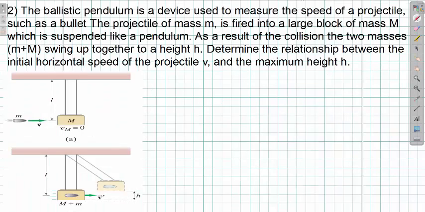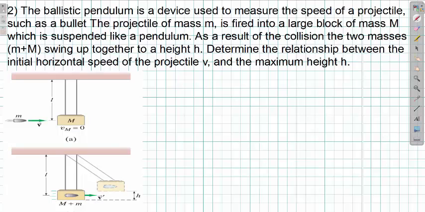Ballistic pendulums, one of my favorite toys. The ballistic pendulum is a device that is used to measure the speed of a projectile, such as a bullet. The projectile, we'll call it mass little m, is fired into a large block of mass, we'll call it big M, which is suspended like a pendulum. As a result of the collision, the two masses, little m plus big M, swing up together to some height h. Determine the relationship between the initial horizontal speed of the projectile, v, and the maximum height, h.